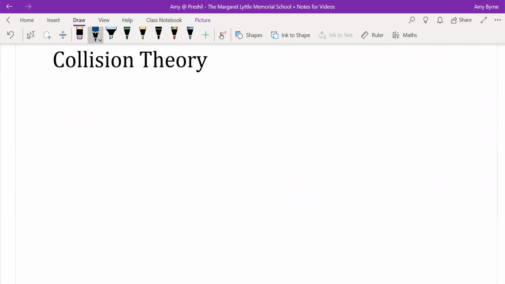Now, people in my class will know, but this is one of the few things that I ask students to be able to do from memory. So there are 3 components to the collision theory. In order for a chemical reaction to occur, my particles need to collide with sufficient energy in the correct orientation.